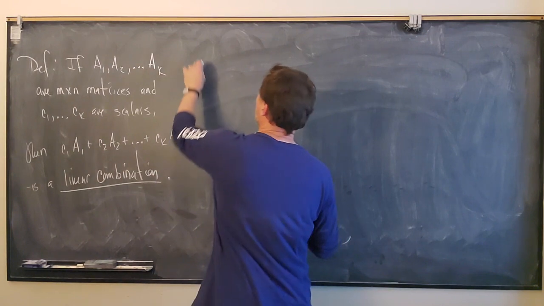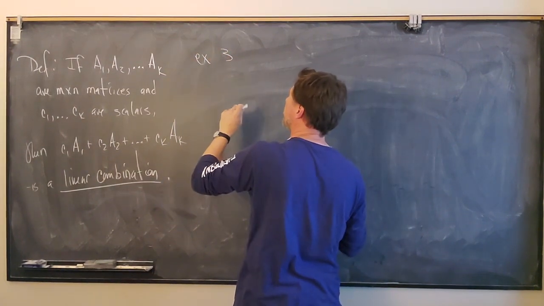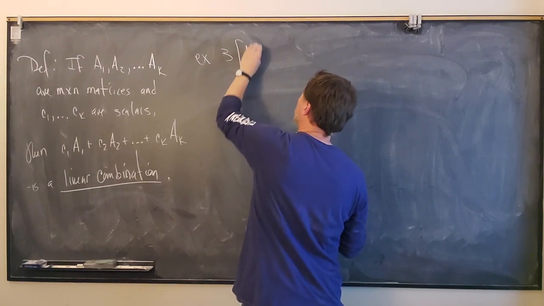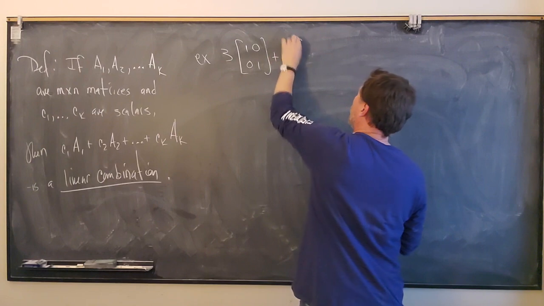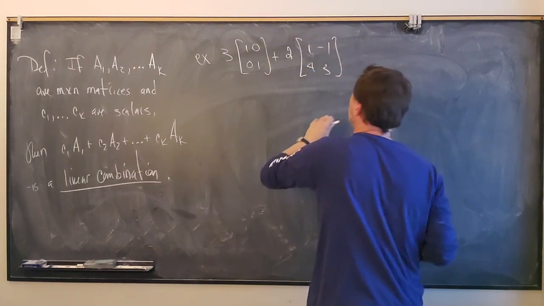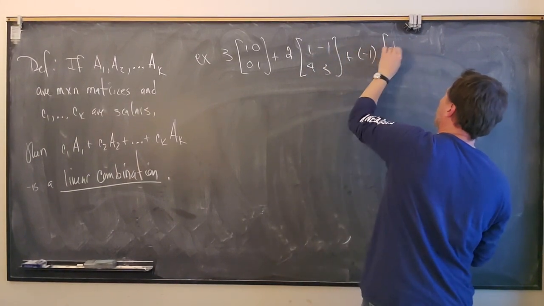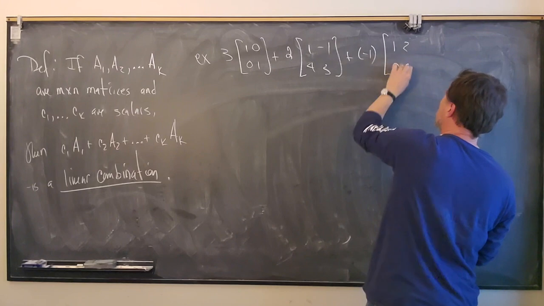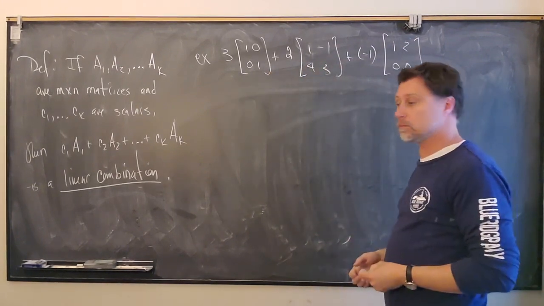So, for example, I'm just going to look at 2 by 2 matrices. 3 times 1, 0, 0, 1 plus 2 times 1, minus 1, 4, 3 plus negative 1 times 1, 2, 0, 0. There's an example of what we call a linear combination.